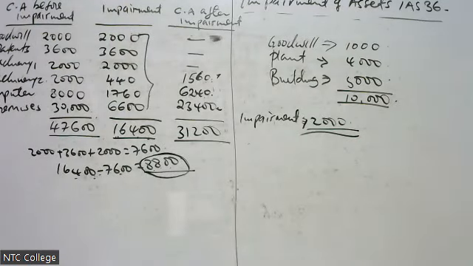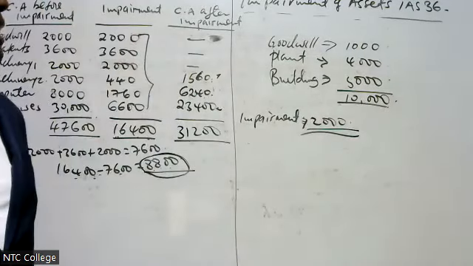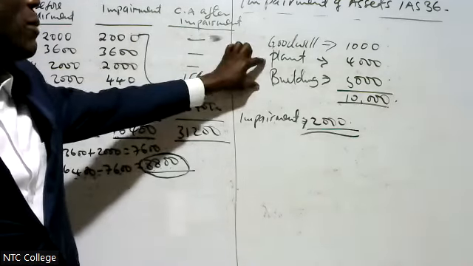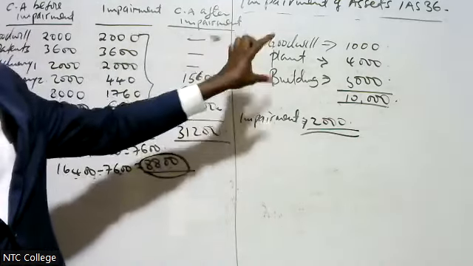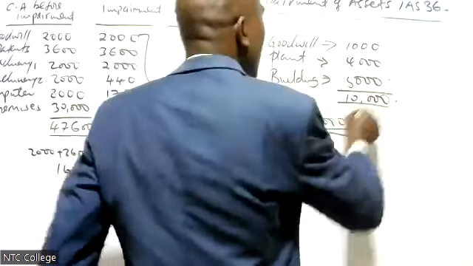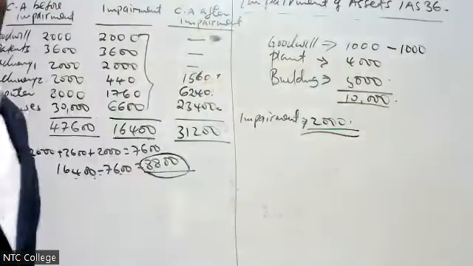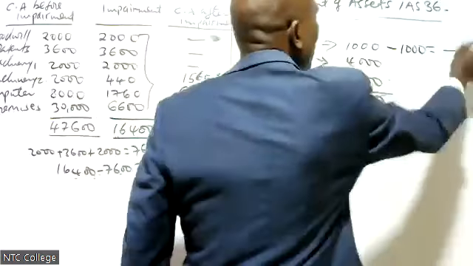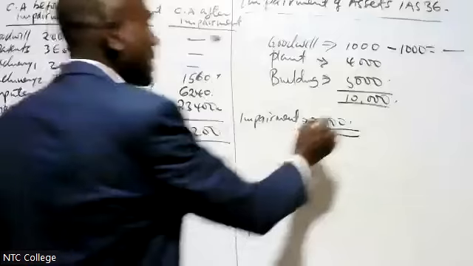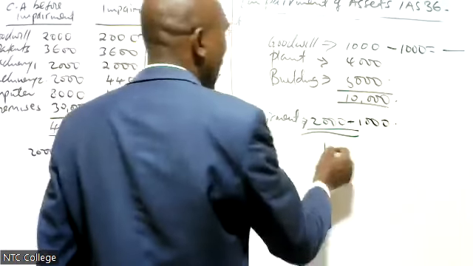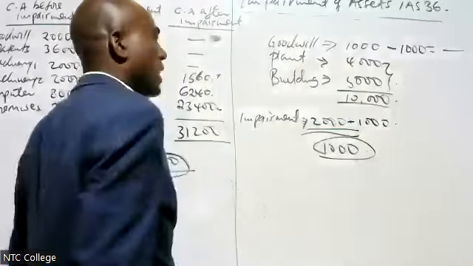Now, I have impairment of 2,000. I want to allocate to these assets. Listen very carefully. If I have goodwill in my cash generating unit, first I impair that. Therefore, I will allocate 1,000 on goodwill, so that the value of goodwill is nothing there, it's a dash. I will no longer have goodwill. Then the balance, because I have subtracted the goodwill of 1,000, I'm remaining with 1,000. This 1,000, I come and allocate to these other assets.